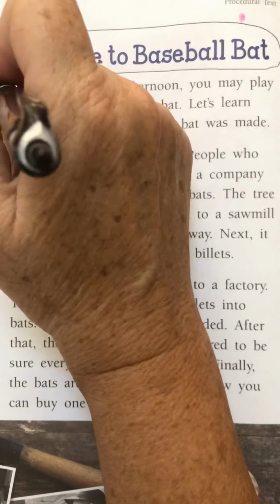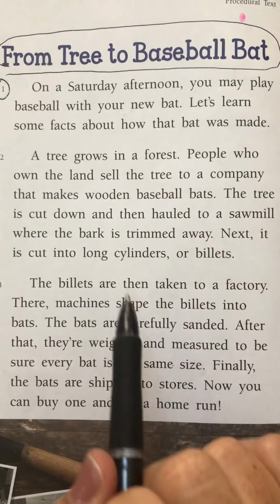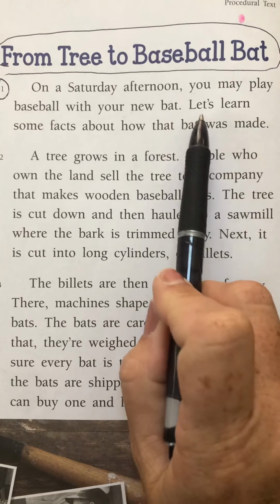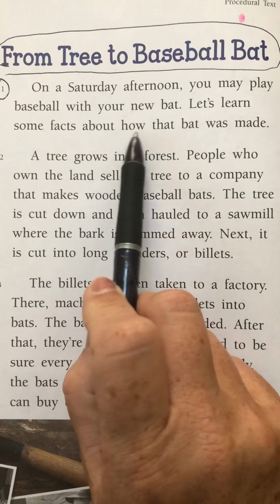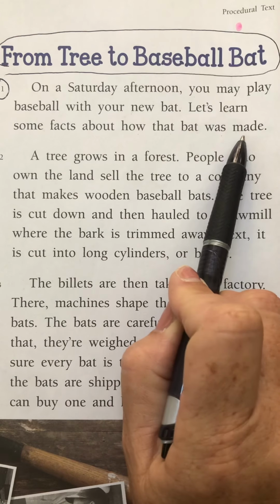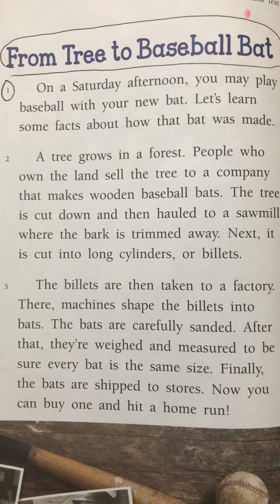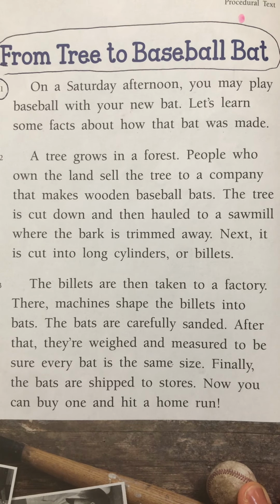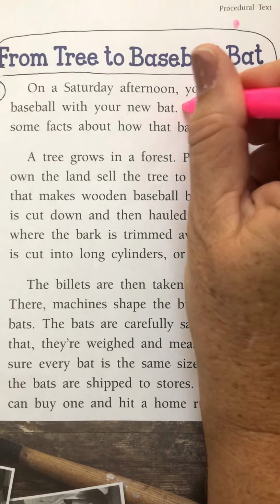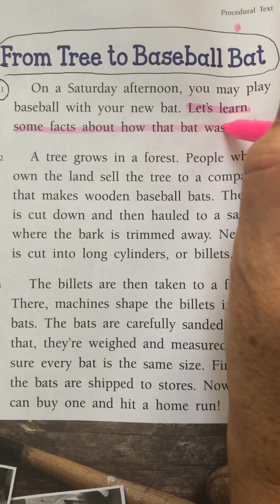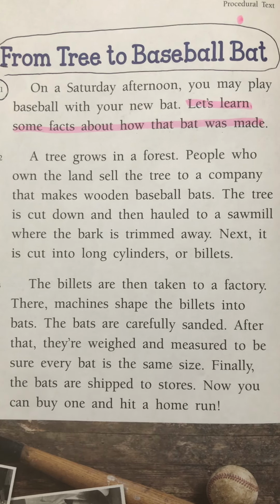So let's start with paragraph 1. On a Saturday afternoon, you may play baseball with your new bat. Let's learn some facts about how that bat was made. Please highlight the sentence that tells us what we are about to learn. You should have highlighted the sentence, let's learn some facts about how that bat was made.